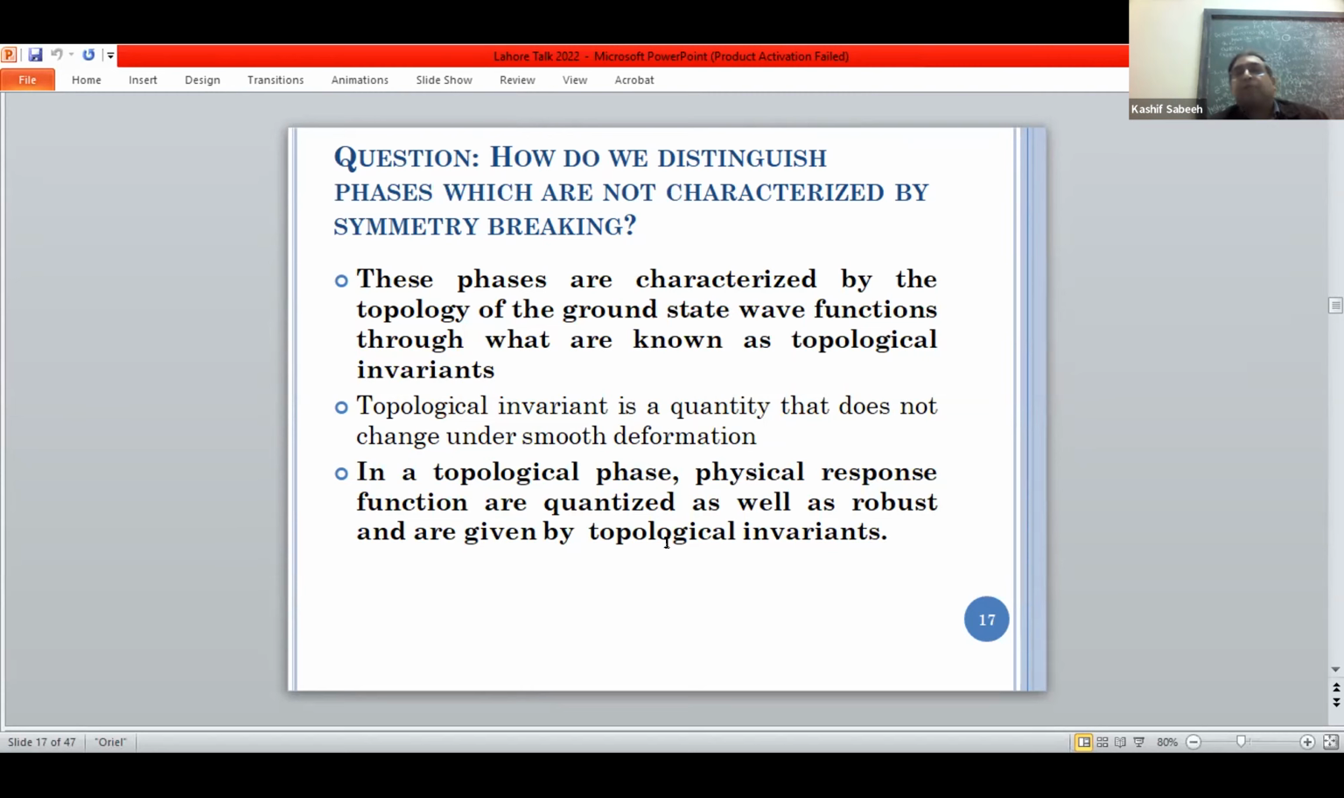In a topological phase, what we'll find is that the physical response functions are quantized. They have integer values in terms of some quantity, and they're robust. It's hard to change those, and we'll see examples of those. They will become clear as we go forward. So, these will be our topological invariants.